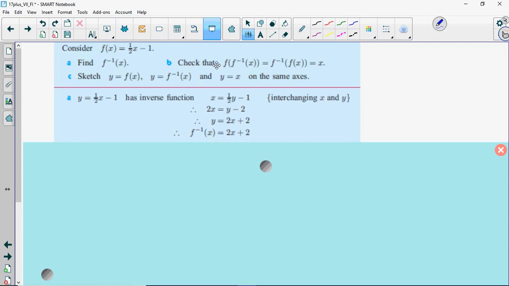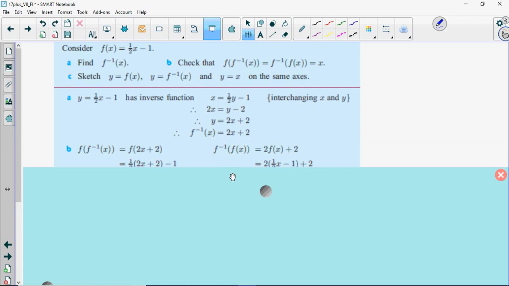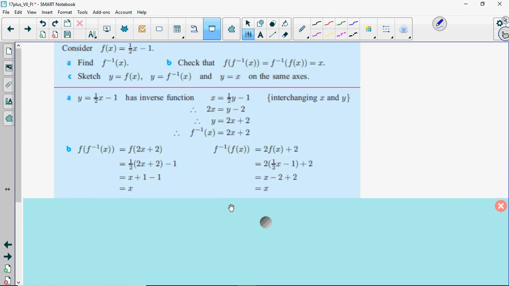Next, let's check that f of f inverse is equal to f inverse of f, which is all equal to x. Okay, we know this is always true of a function and its inverse, but this is a nice way to check to make sure that we've done the work correctly. So we can just do two compositions of functions, and we find that they both equal x.